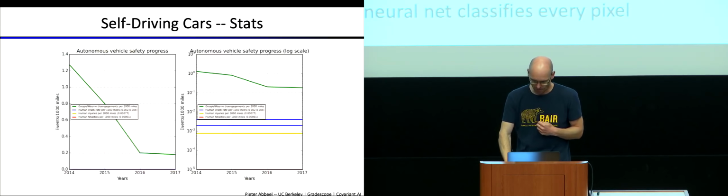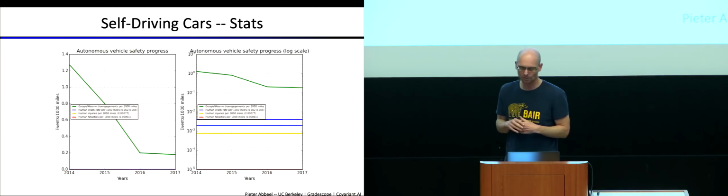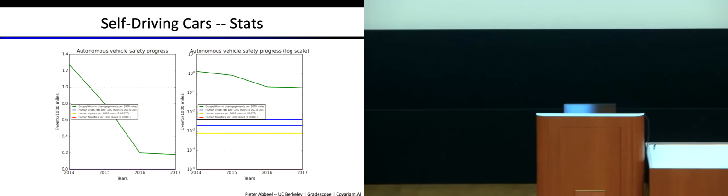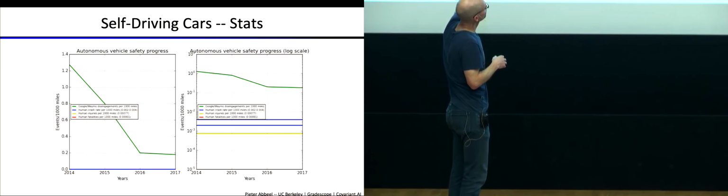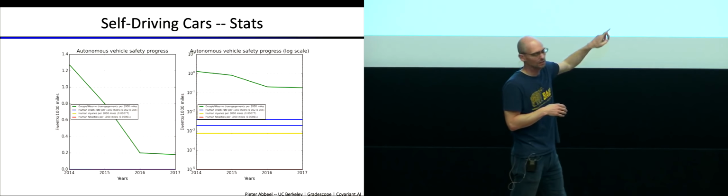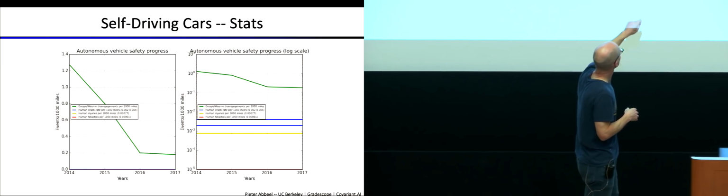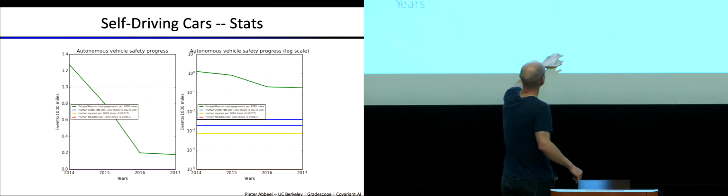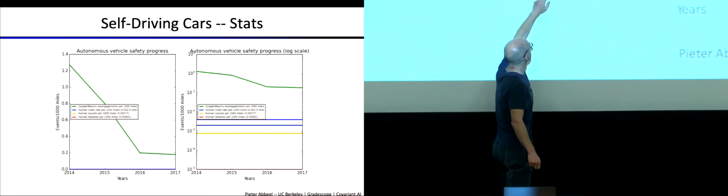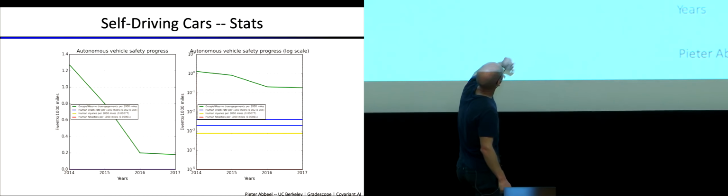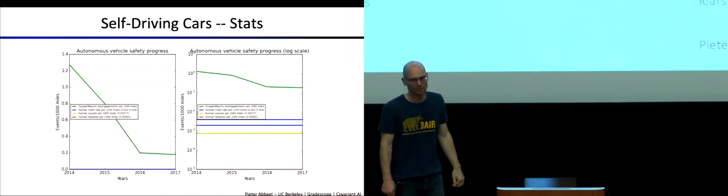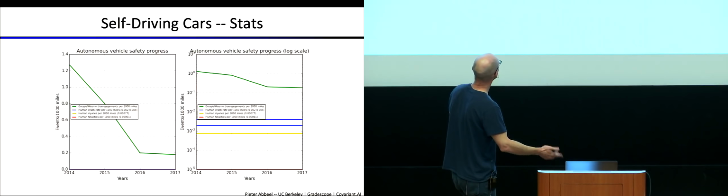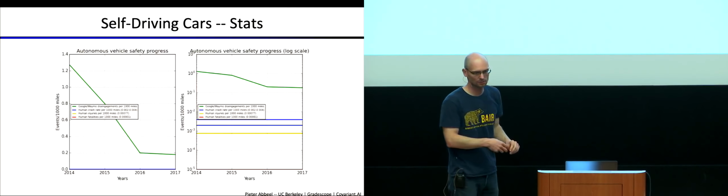So another way to measure progress is to see how these cars are doing relative to human drivers. Left and right are the same plots, but the right is on a log scale, so you can see more detail. It's a number of events per 1,000 miles driven. 10 to the negative 5 events per 1,000 miles driven for humans. Red there is human fatalities. So 1 in 100,000 times when a human drives 1,000 miles, they get into a deadly accident.